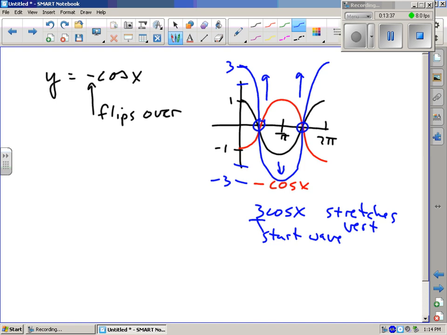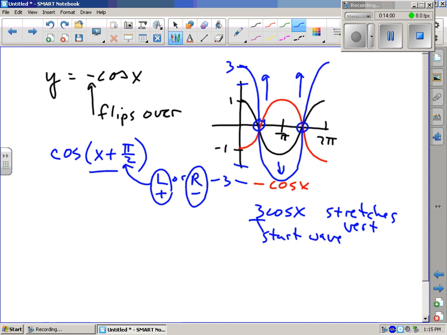And then the last thing, if I had cosine of x plus pi over 2. Do you remember in algebra where this number made it move left or right? But it was the opposite. To move left is actually a plus sign. To move right is a minus sign. So it moves it left or right. So in this case, we're going to be moving the graph left.